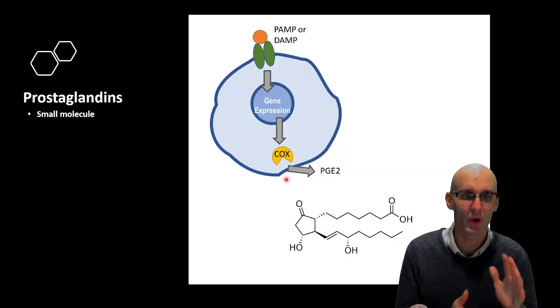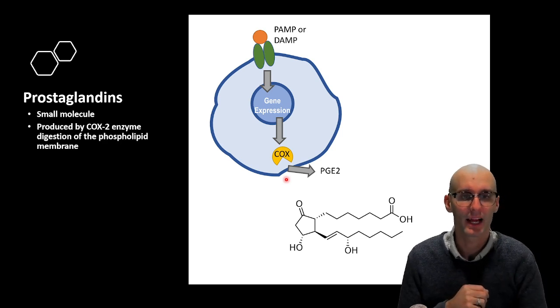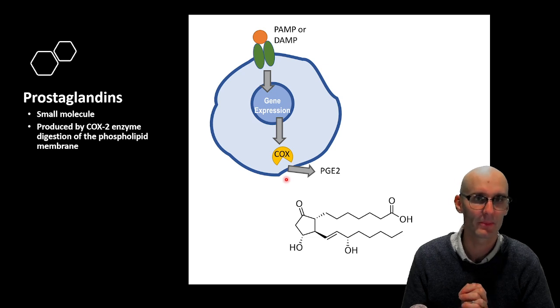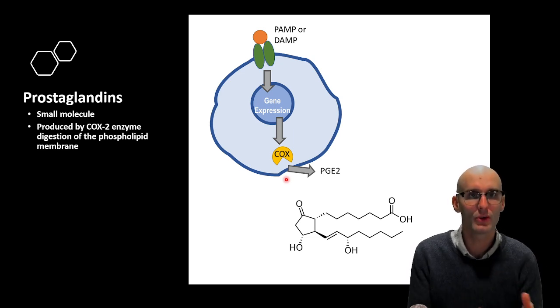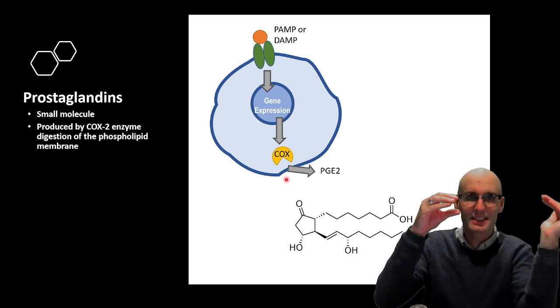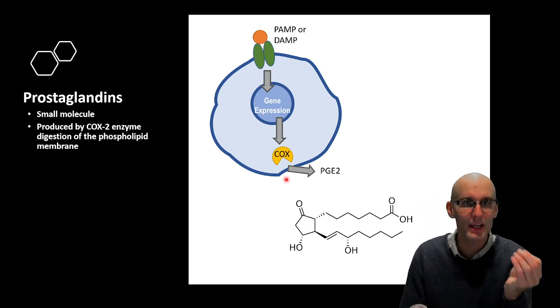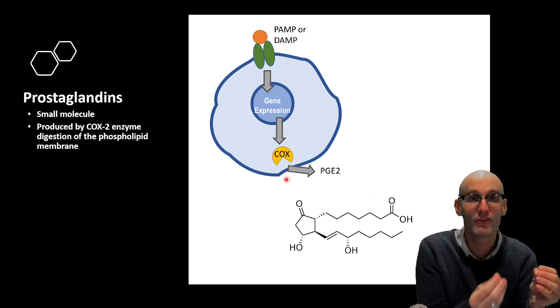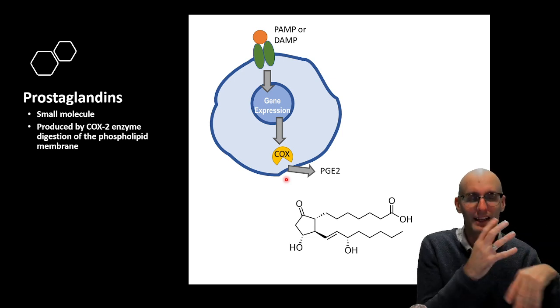So let me jump into those as well. So prostaglandins are a small molecule. They're produced by a COX enzyme that digests the phospholipid membrane. It digests some of the phospholipids within the membrane to produce this prostaglandin. So COX-2 is an enzyme that digests the membrane into an inflammatory signaling molecule. Now, an important point of that is because it came from a phospholipid, it's actually a lipophilic molecule. It doesn't like water. It likes lipids.